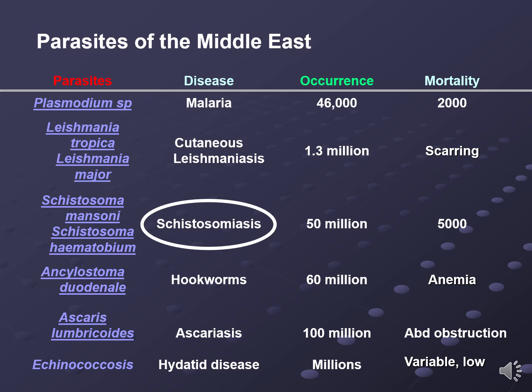For the Middle East, an interesting slide, please concentrate on the diseases only. Forget about numbers and other things. But what do we have in the Middle East? The disease malaria by Plasmodium species. Cutaneous leishmaniasis, we have studied that: Leishmania tropica, Leishmania major. Schistosomiasis, and we have both Schistosoma mansoni and Schistosoma hematobium. The hookworms, Ancylostoma duodenale, this is a roundworm. Ascaris, the roundworm, Ascaris lumbricoides. And hydatid disease, which we have just studied.